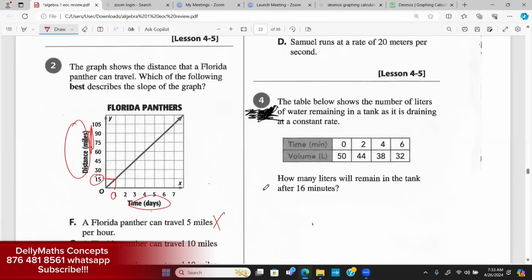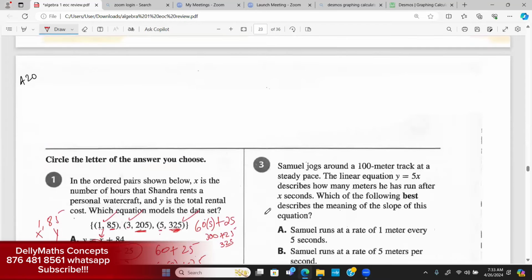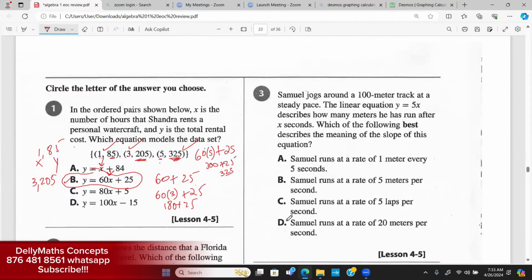So let's go. Let us see what number 3 is. It says Sam jogs around a 100-meter track at a steady pace. The linear equation y is equal to 5x describes how many meters he can run after x seconds. Which of the following best describes the meaning of the slope? Now, watch this. Y is equal to 5x. Now, look what x is. X is the seconds. And then y is going to be the distance.